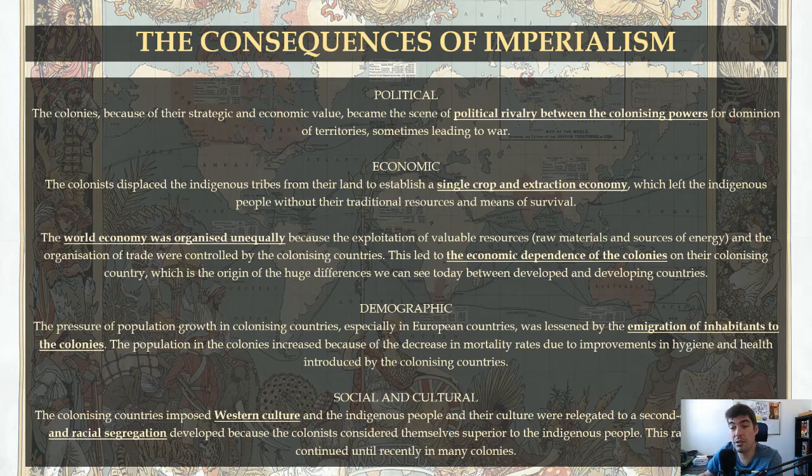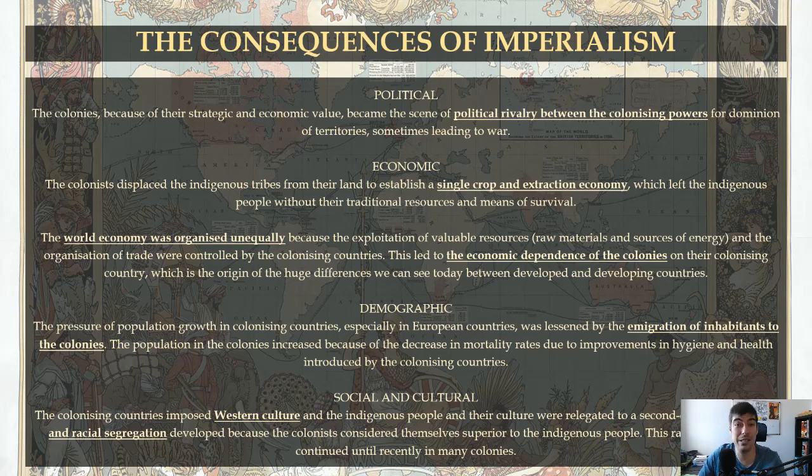the economic consequences were that in the colonies they established a single crop and extraction economy. So the only economic activity, or almost the only economic activity, was the extraction of raw materials. In these industries of extraction they used the indigenous workforce, so they were kept away from their traditional means of survival, and this encouraged inequality all over the world, and this led to the economic dependence of the colony, which is maintained even today.